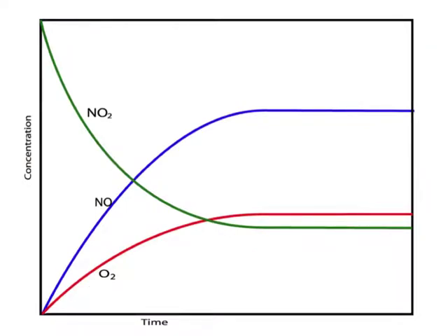Here we have a graph of reactants and products. You should be able to identify the reactants and the products. Reactants, of course, are going to decrease in concentration over time. Products, of course, will increase in concentration over time.